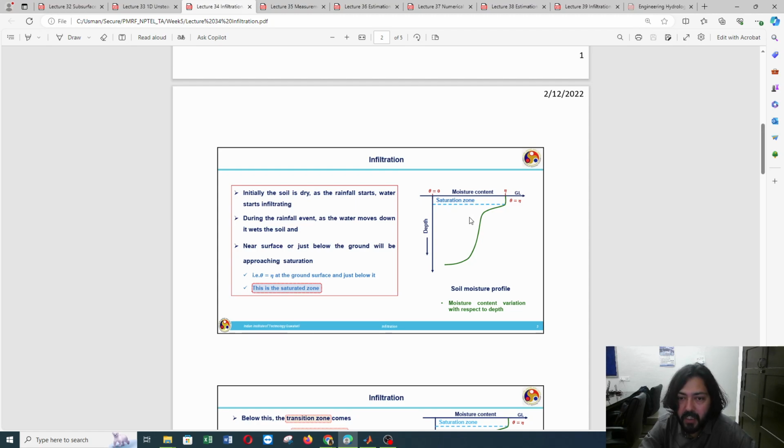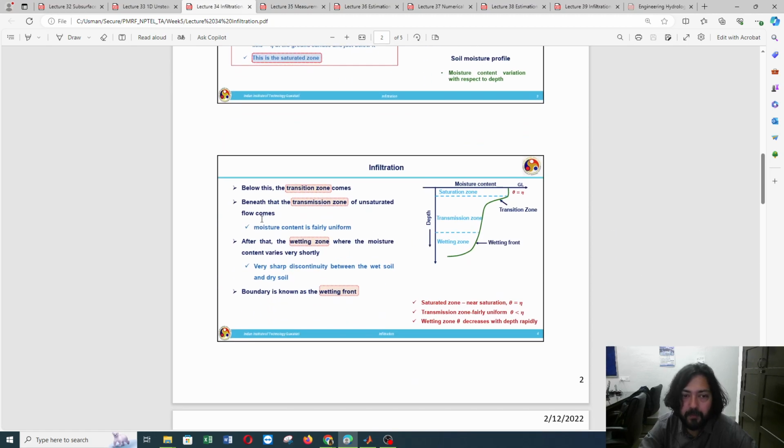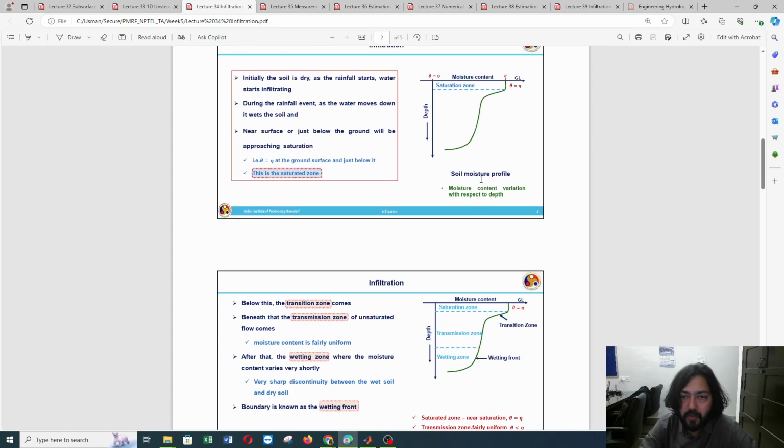Just after the saturation zone there will come a transmission zone. What happens in the transmission zone is the moisture content is again decreasing with respect to depth. If you look at this figure, the moisture content was maximum, and again it is dropping, and this is known as the transmission zone. And after a period of time, after the transmission zone, there will be another zone, the wetting zone, where there will be a sudden, fast drop in the moisture content. That is called the wetting front. The wetting front is a sharp discontinuity between the wet soil and the dry soil. Here again the moisture content decreases, and from the plot we can see it is decreasing rapidly. So this is nothing but a soil moisture profile.